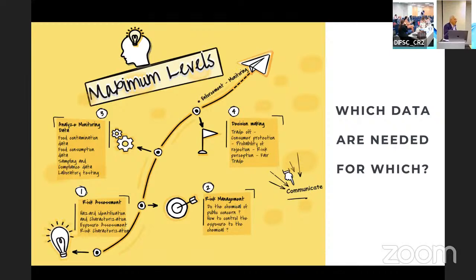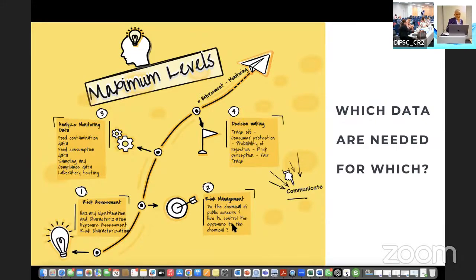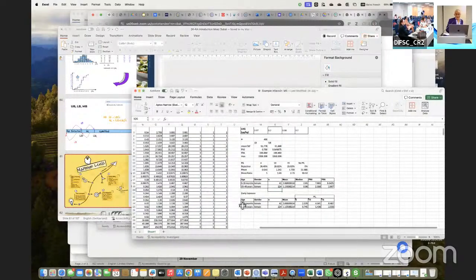No, but those are possible options. The difference with the maximum level is that it is official. It becomes official. It will be used for trade. It will have another significance, and we end up with compliance and non-compliance. And don't forget that for compliance, you need to have the sampling frame and the sampling plan in addition to that. Okay, let me give you this example.